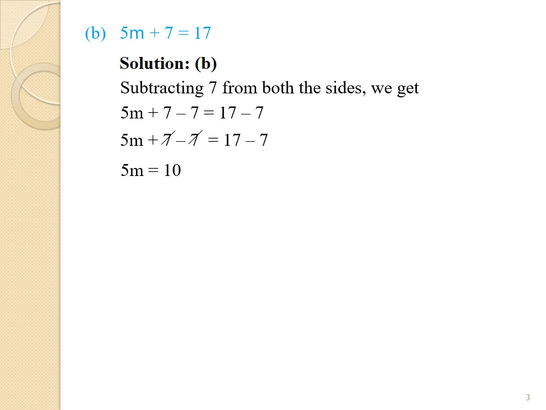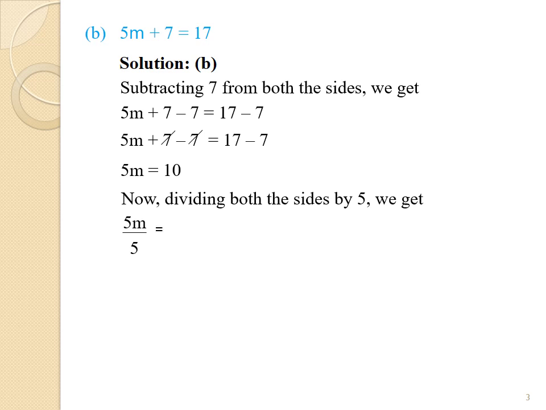Now, we have to use division law, where we have to divide 5m by 5 and also 10 by 5. So, let's divide. Dividing both the sides by 5, we get 5m upon 5 equals to 10 upon 5.